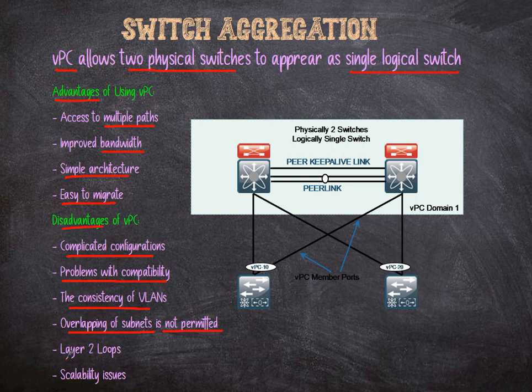VPC can create layer 2 loops if not configured correctly. There are scalability issues associated with VPC, so larger networks may require multiple pairs of switches to accommodate the end hosts. It is necessary to implement STP when a pair of switches is introduced in the layer 2 network in order to prevent loops between the switch pair. With STP, all of the disadvantages discussed in the STP section come into play.